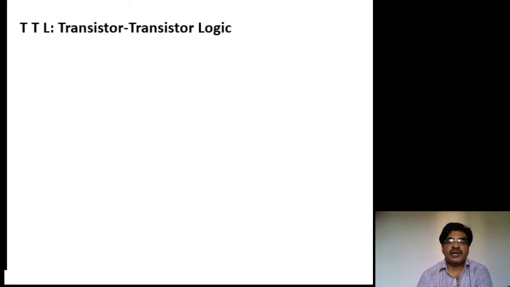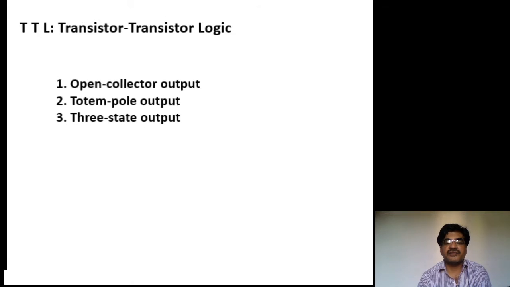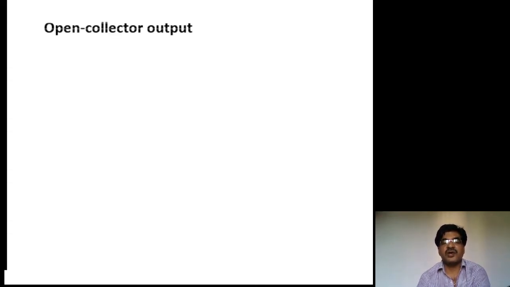There are three different configurations for TTL: open collector output, totem pole output, and three-state output. Coming to open collector output, the output terminal of the final transistor is in open mode. That's why it is called the open collector.